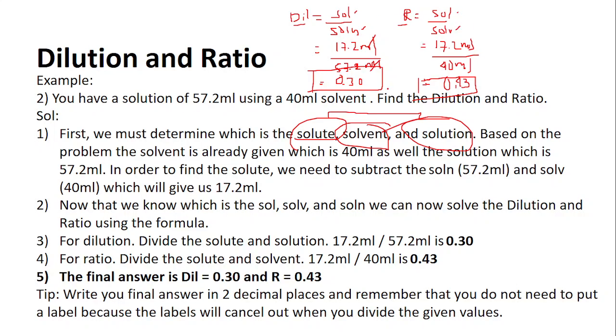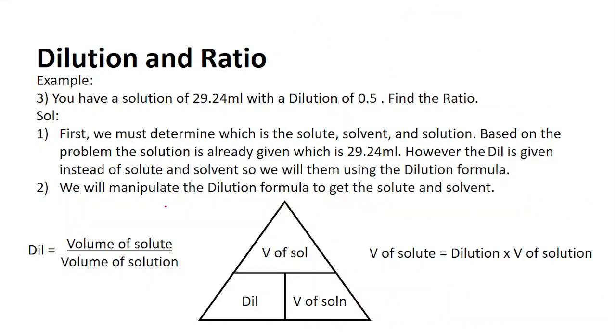Okay, so next example, ito na medyo mahirap-hirap na. Okay, you have a solution of 29.24 ml, with a dilution of 0.5. Find the ratio. Now, sa example na ito, class, ang ibinigay sa iyo ay ang solution which is 29.24 ml and si dilution which is 0.5.